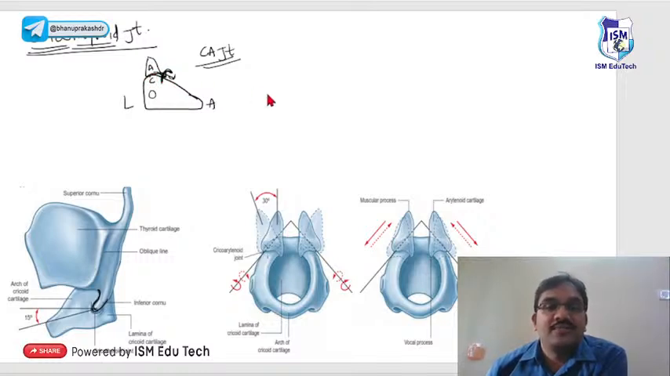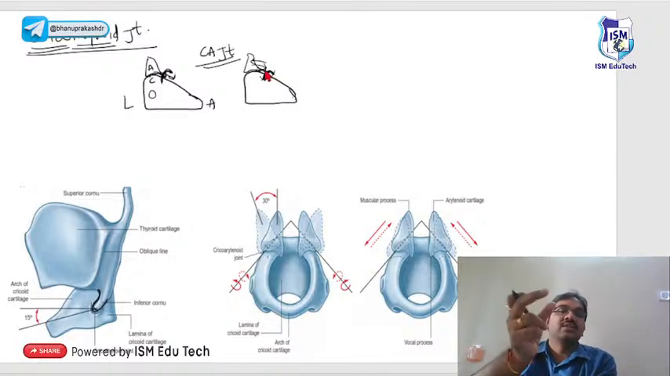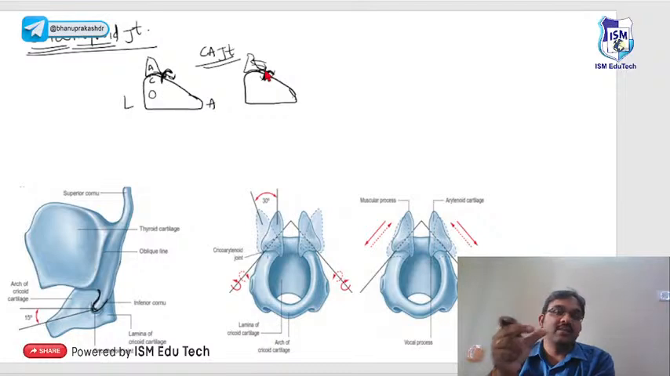Can you understand this? See, this is your cricoid lamina, cricoid arch. If you see from the lateral, it will be like this. So above, your arytenoid will be sitting like this, right? It can glide a bit forward and it can go back, right? And if you see, it can also slide from side to side, it can swing like this, a swinging movement as well as a gliding movement.